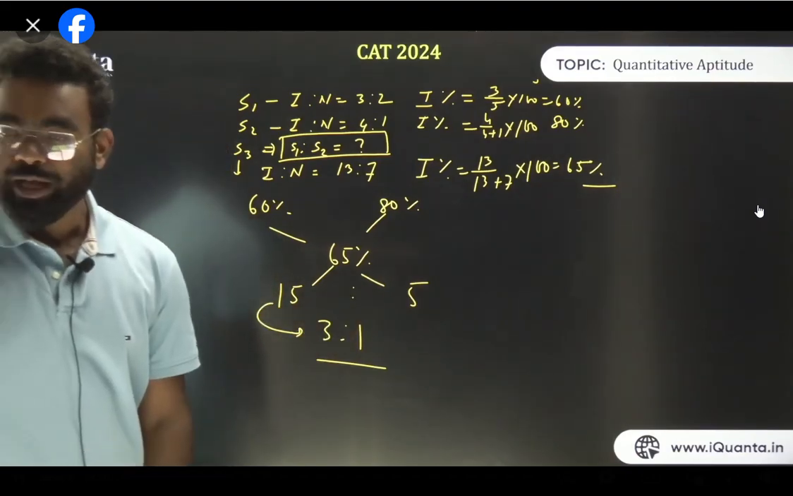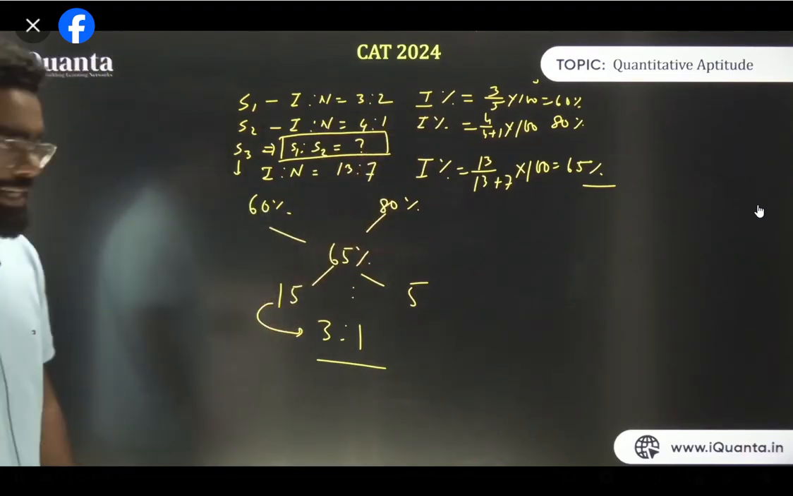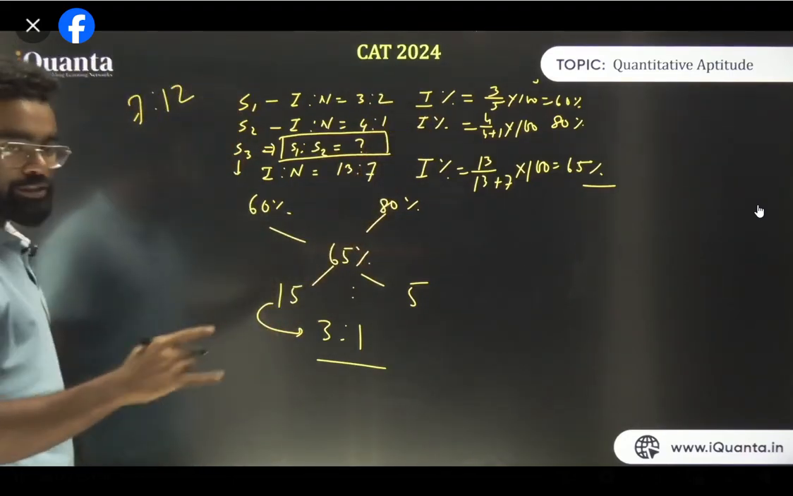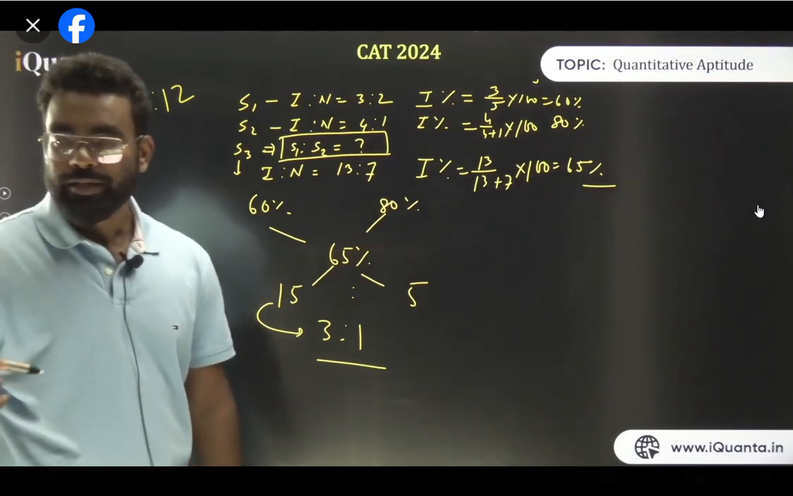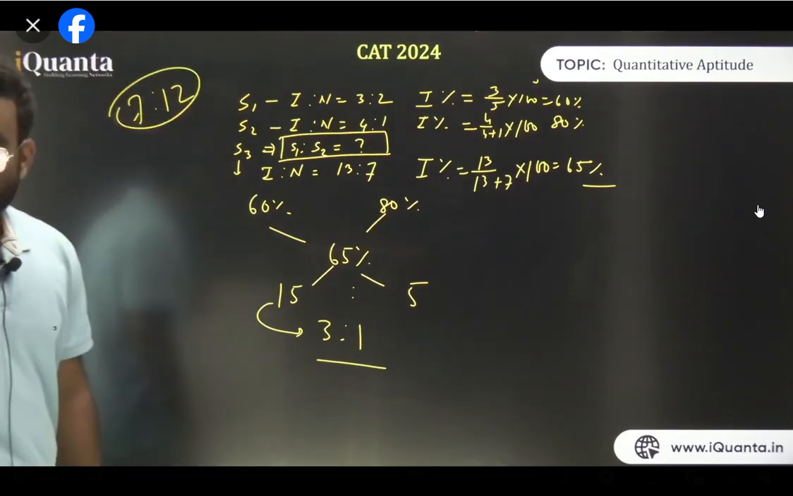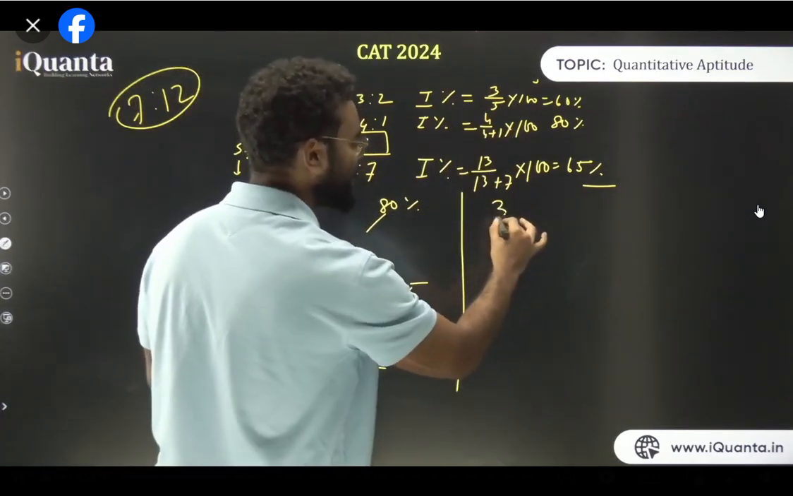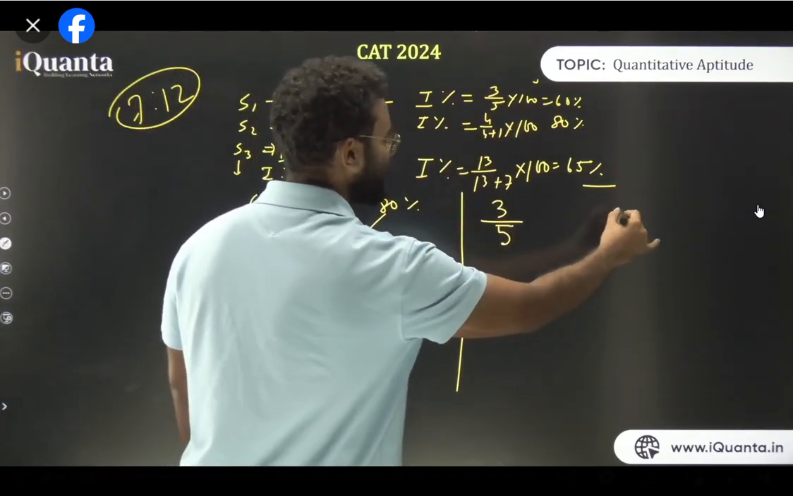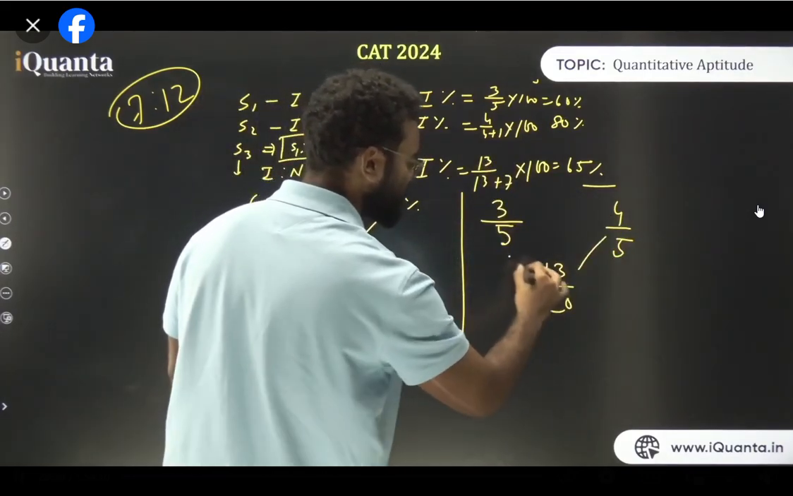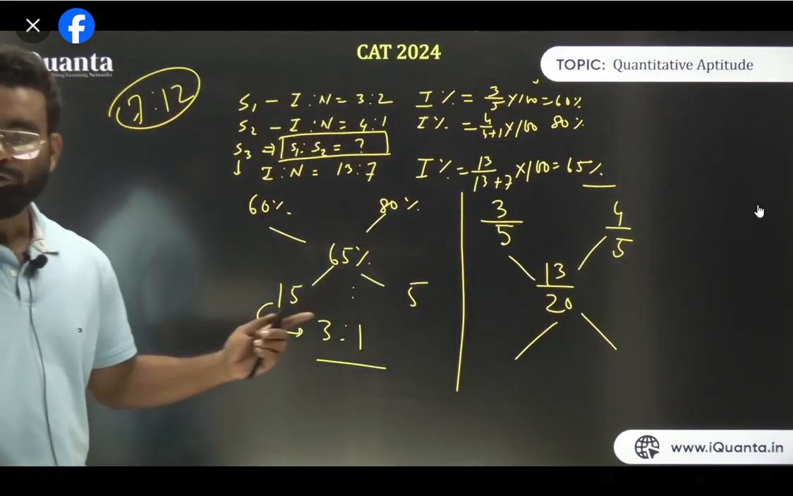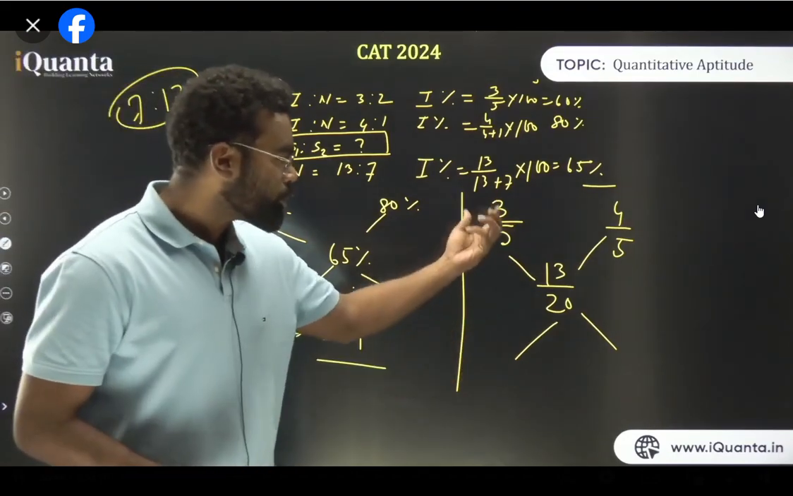Now there is one thing you have to understand here. 3:2 is very easy to convert into percentage, right? But if it is something like 7:12, which is not very easy to convert into percentage, S3 is the average over here. In that case, we do the same thing using proportion. Like 3/5, and this is 4/5, and this is 13/20. If you do this also, you'll get the same answer. So it is not necessary to convert it into percentage. You can do it by proportion also.